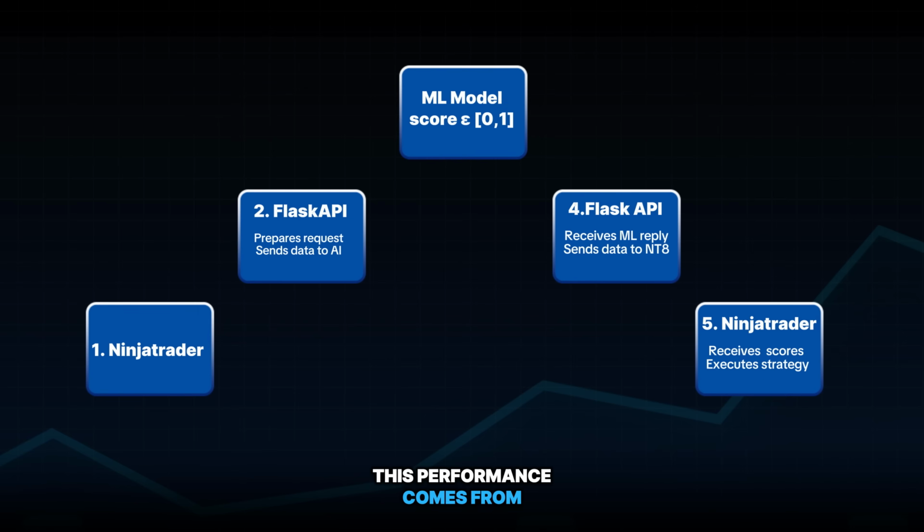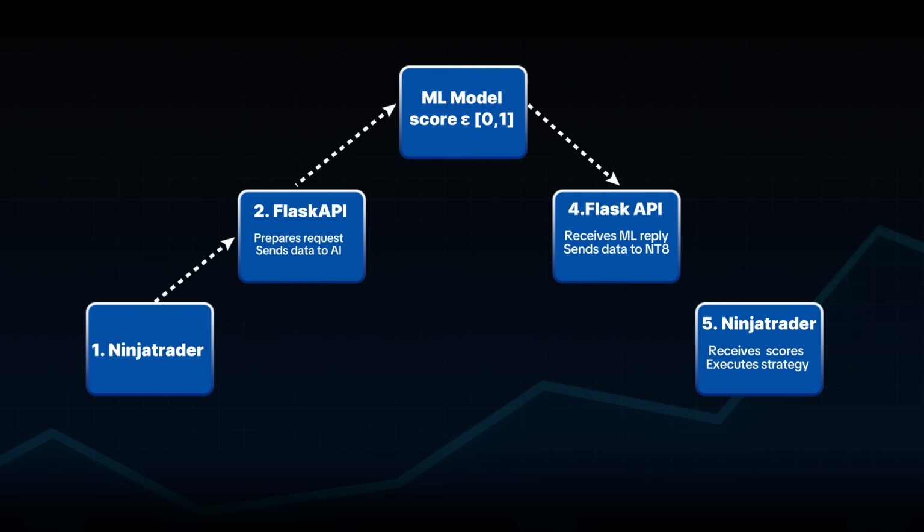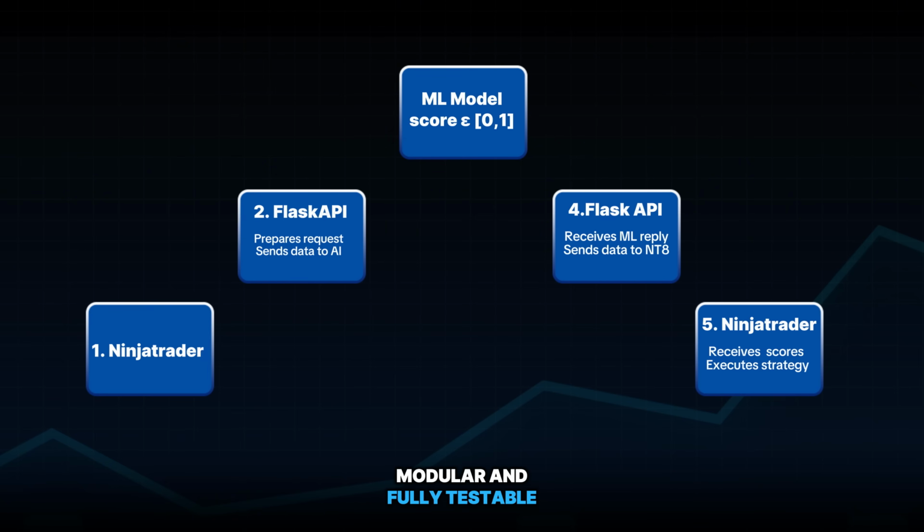This performance comes from a very simple but robust architecture. NinjaTrader prepares the data, a Flask API sends it to a linear regression model trained from 1999 to 2004. The model returns a score between 0 and 1, and NinjaTrader uses that score to execute the strategy. Machine learning for the signal, NinjaTrader for execution, clean, modular, and fully testable.